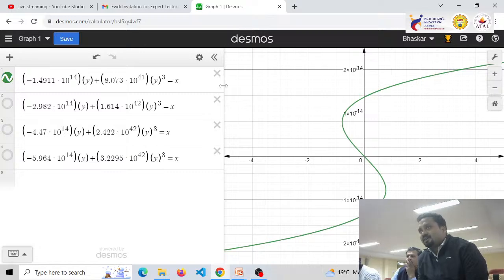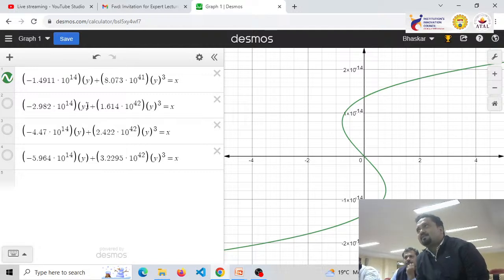So now we have to plot the Vf versus Qf characteristic for a ferroelectric capacitor. And I have on my x-axis the voltage across the ferroelectric, and on the y-axis I have the charge across the ferroelectric. Now, if you can see, I have written one equation: minus 1.4991 into 10 to the power 14 y plus 8.073 into 10 to the power 41 into y to the power 3 equals x. Here my x is the voltage applied, and y is the charge, and the coefficient of y is alpha and the coefficient of y cube is beta.